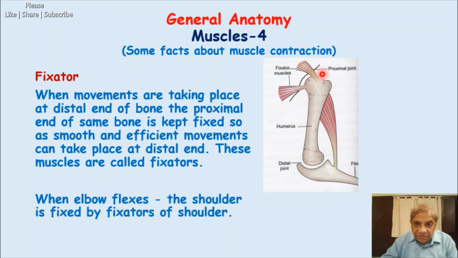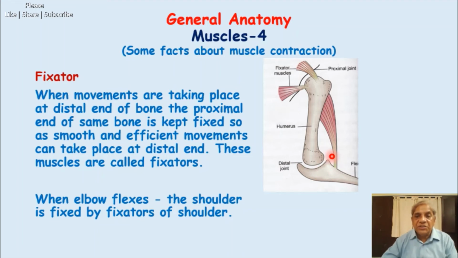But at the same time, the muscles which are attached to the proximal end of the humerus, okay, they will undergo contraction. And why they will undergo contraction? Because they want to keep the upper end of the humerus fixed, absolutely fixed, rigidly fixed, so that the movement at its distal end of the flexion and extension at elbow can take place smoothly.